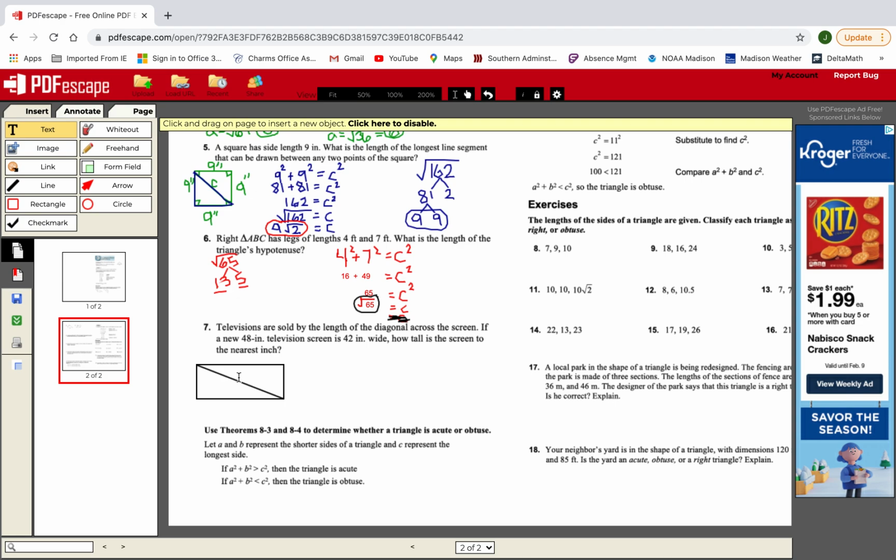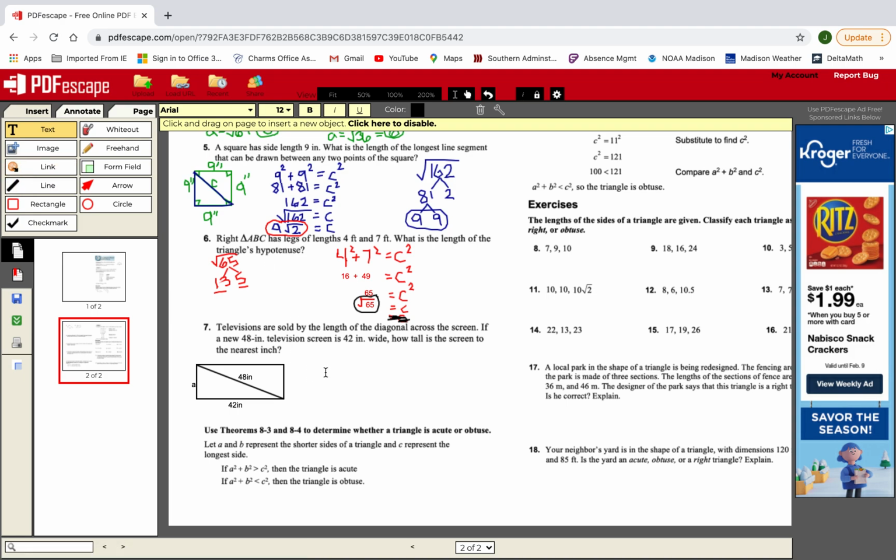Okay, so the televisions are sold by how long the screen is. So this is 48, or the diagonal of the screen, that's a 48-inch diagonal. And it says that the screen is 42 inches wide. 42 inches wide. So we want to know how, put that in the wrong place. 42 inches. We want to know how tall the screen is to the nearest inch. So we're going to call that x. Or we can call it a. You can call it whatever variable you want to.